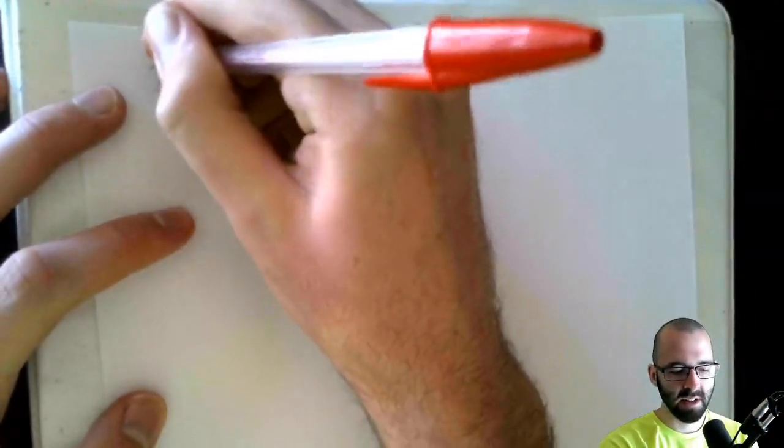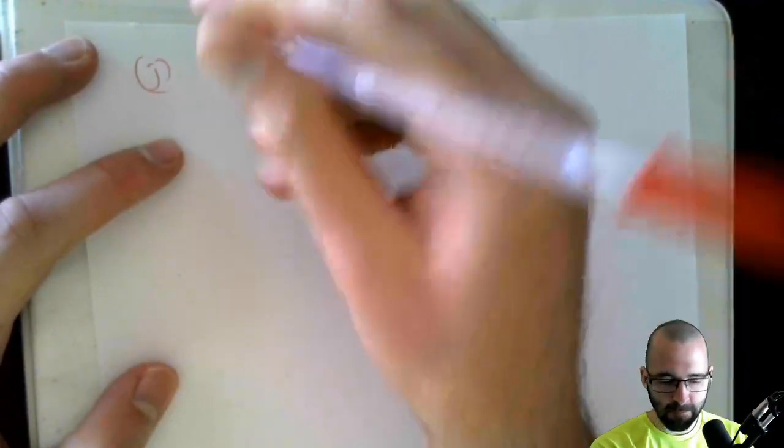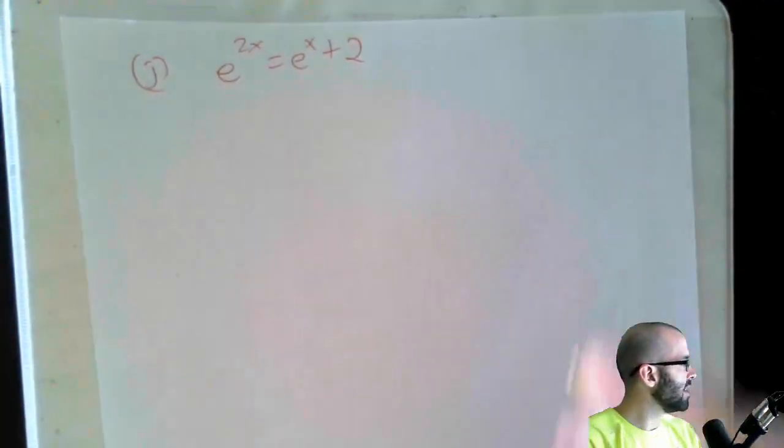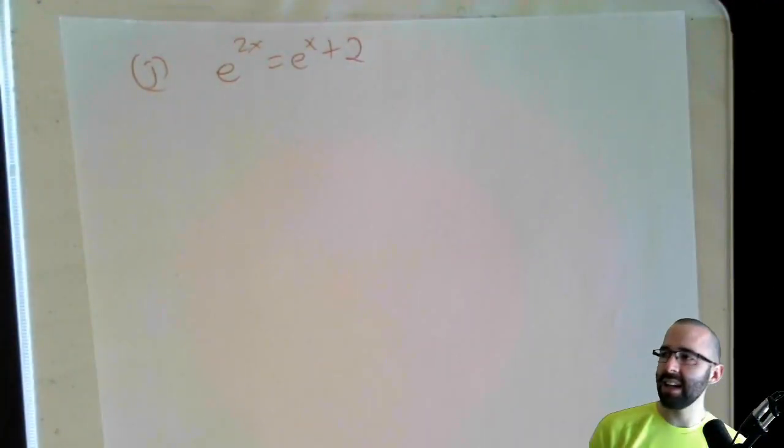All right. Part J is a good one. e to the 2x equals e to the x plus 2. And you say, whoa, Jason, this one's just like part I.